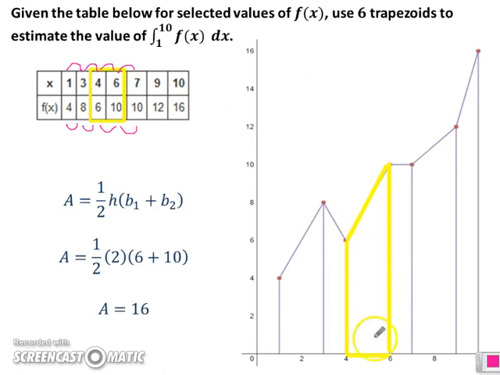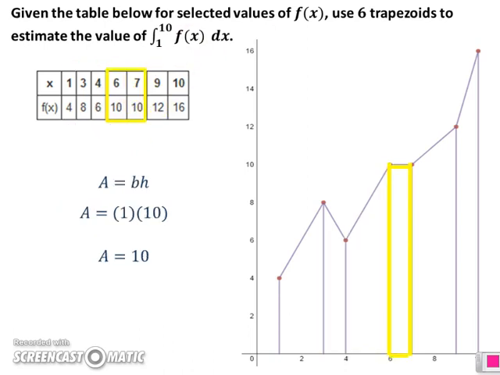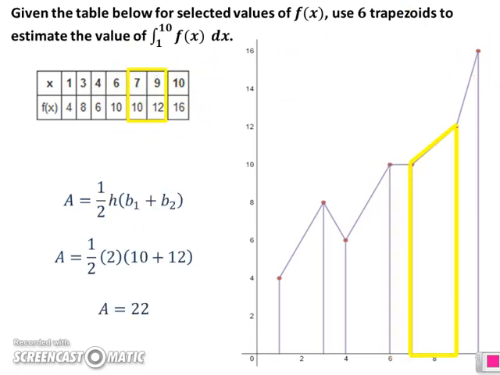So this one that we're on right now, from 4 to 6, the bases are 6 and 10. The next one's going to go from 6 to 7, and the bases are 10 and 10. Technically, that's just a rectangle. The next one's going to be height of 2, bases of 10 and 12. The next one's going to be height of 1, bases are 12 and 16. So hopefully that helps you see the pattern a little bit so you don't have to draw it.